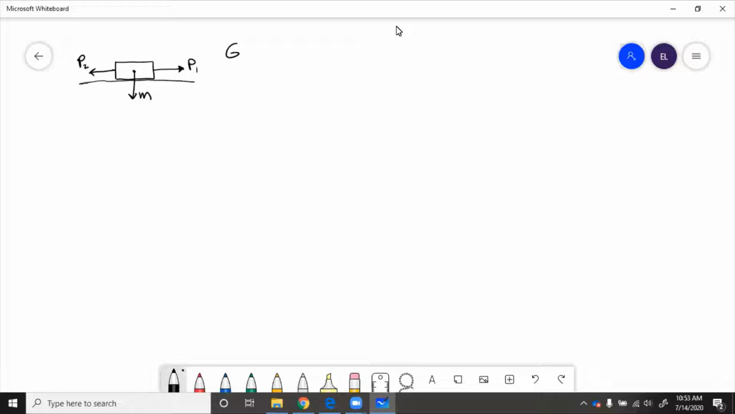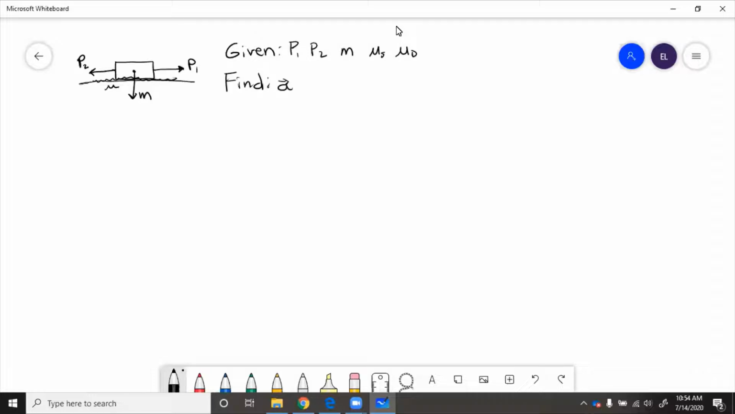So if we're given, and actually let's say there's some friction here too, mu. So if we're given P1, P2, mass, coefficient of friction for static and dynamic, find the acceleration of the PlayStation.